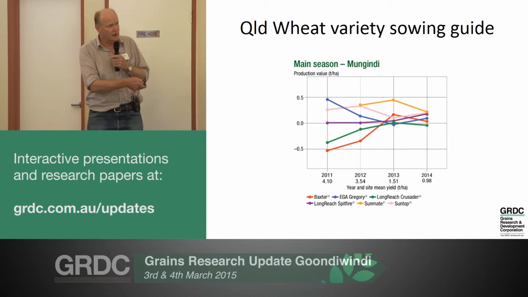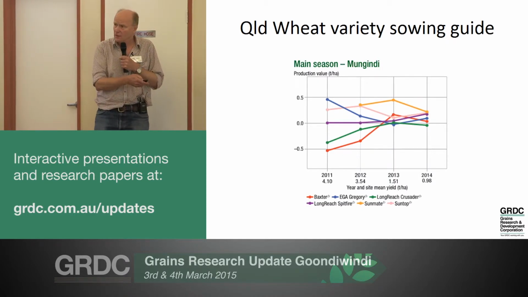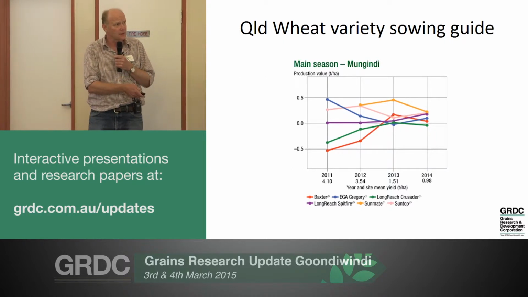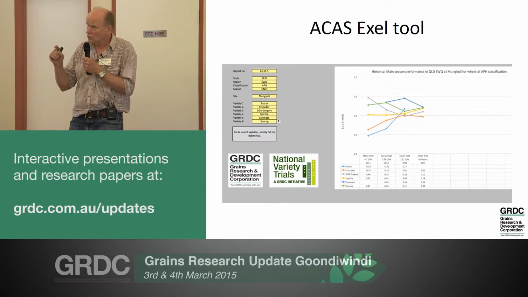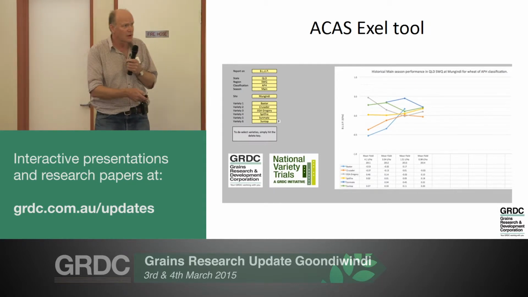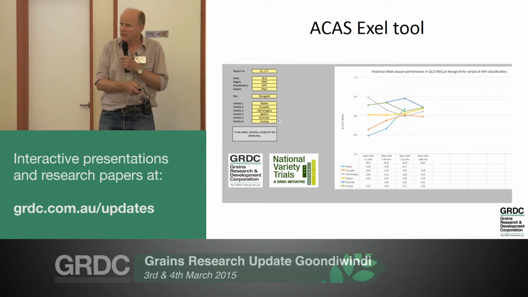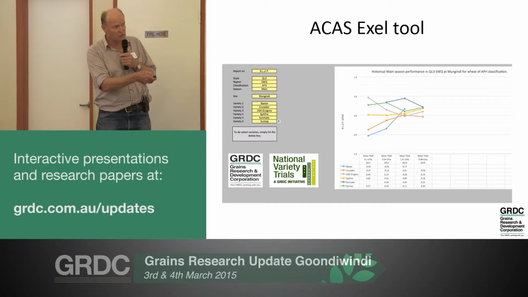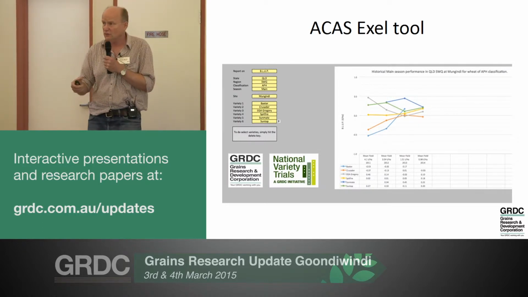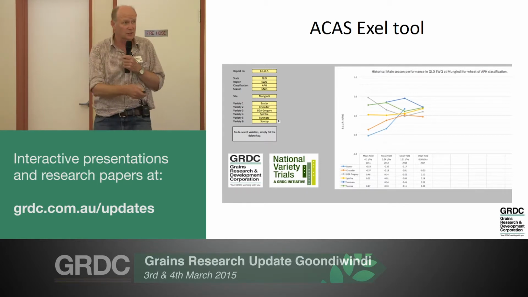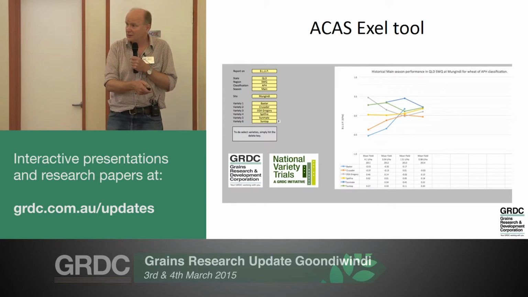This is the sort of information that you can get from the analysis. If you go to the Excel tool from the website, you can recreate that graph for yourself, and this is what it looks like. But over here, you can actually change the varieties. And so if you're not interested in these varieties, you put in the ones that you are interested in, and there's your comparison for Mungindi.